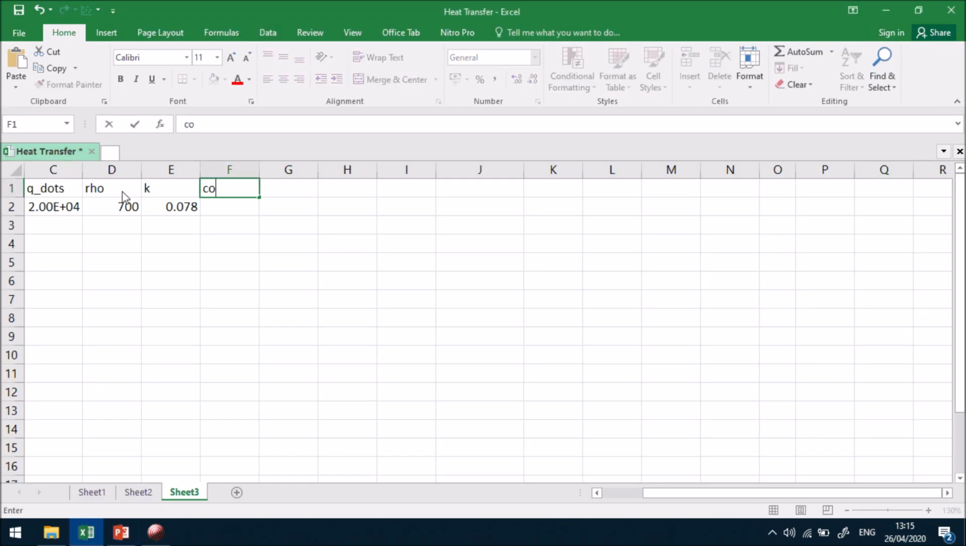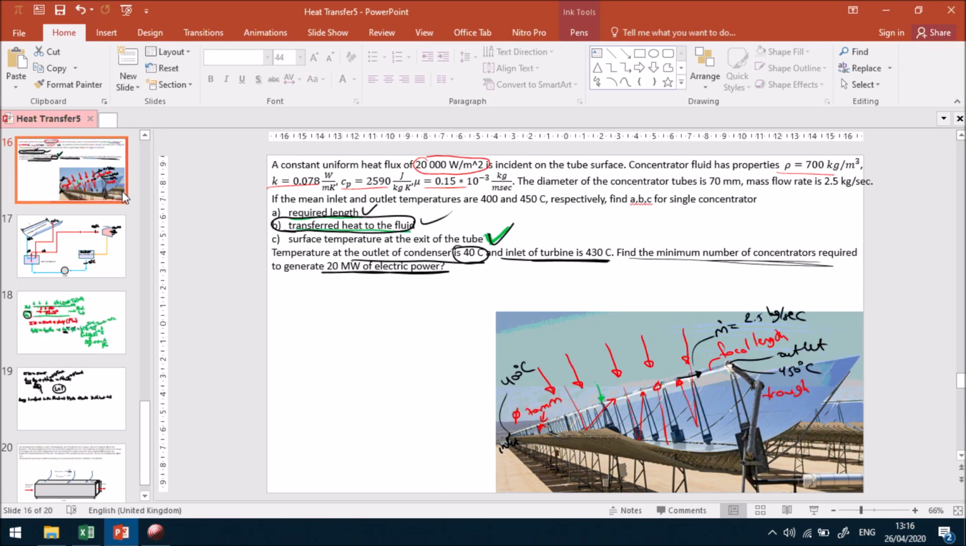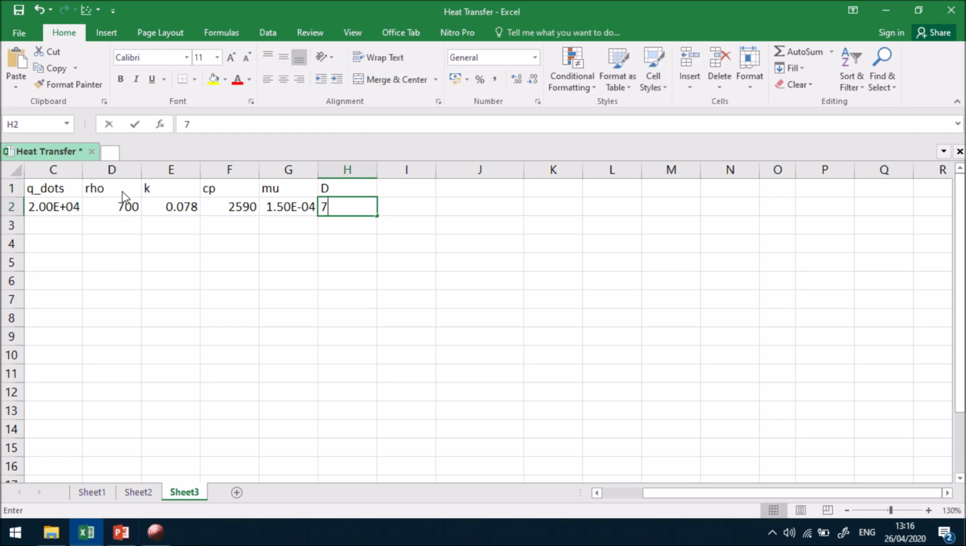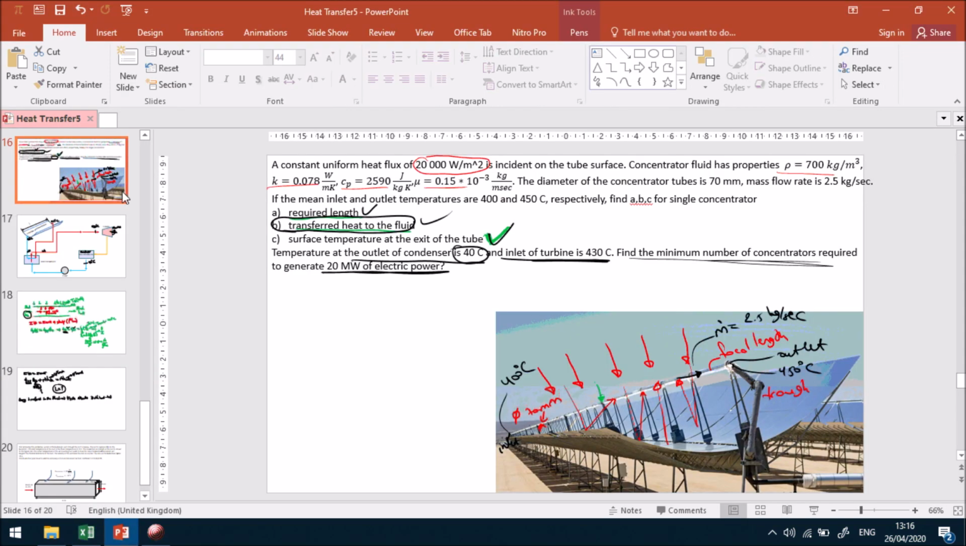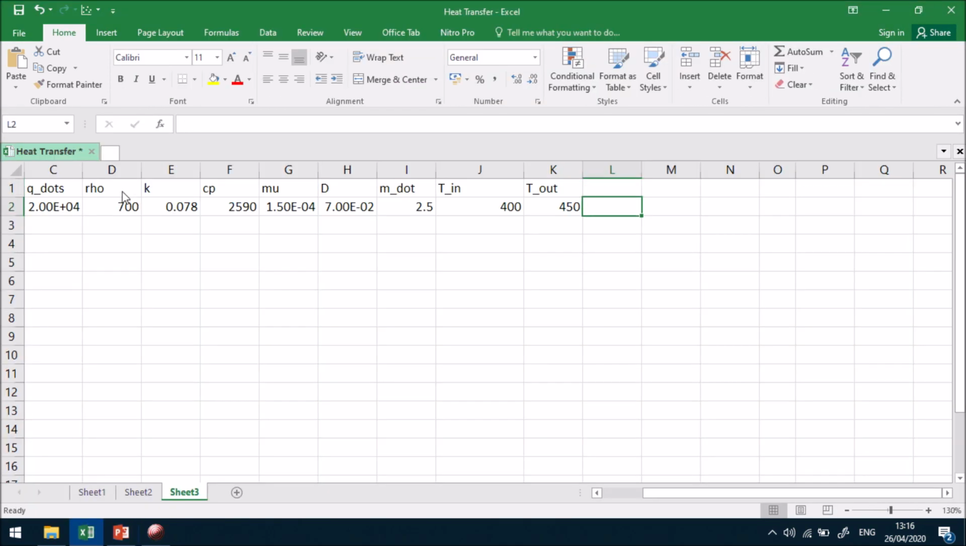I have the Cp, which is 2590. I have the mu value, which is 0.15 E minus 3, and I have the diameter, 70 E minus 3. I have the m dot, which is 2.5, and I have the inlet, which is 400. I have the T outlet, which is 450, and then I have the TL, which is 40 degrees Celsius. Okay, let's keep it for the end of the problem.